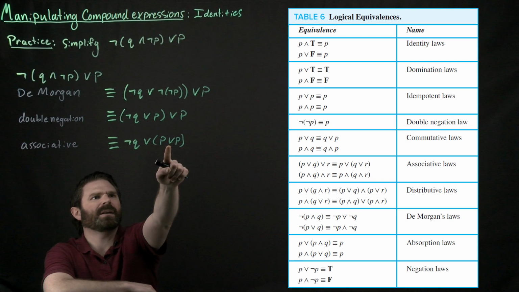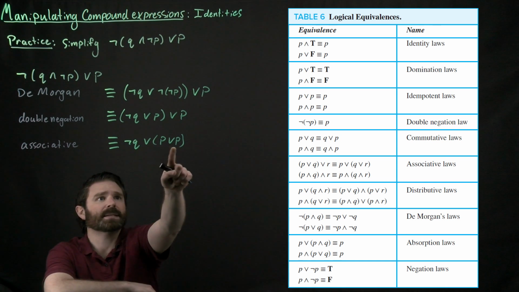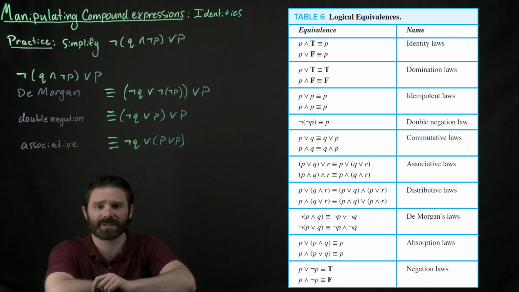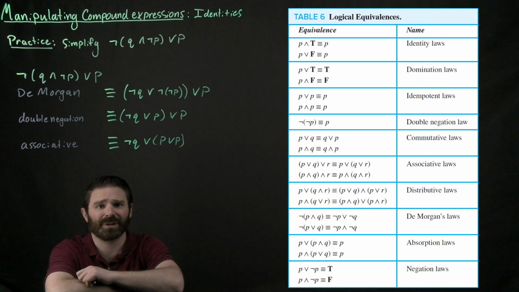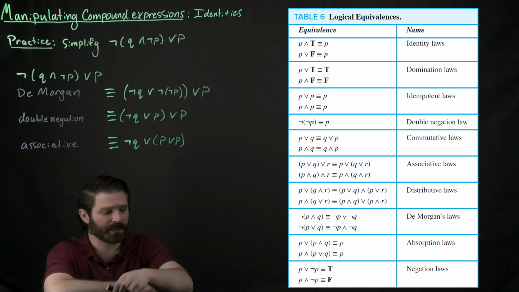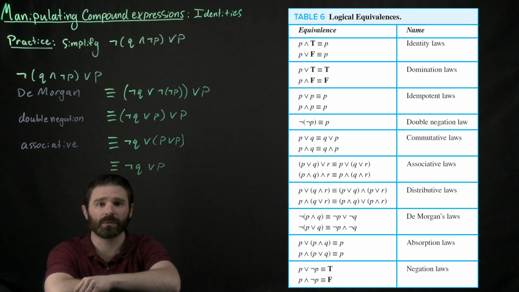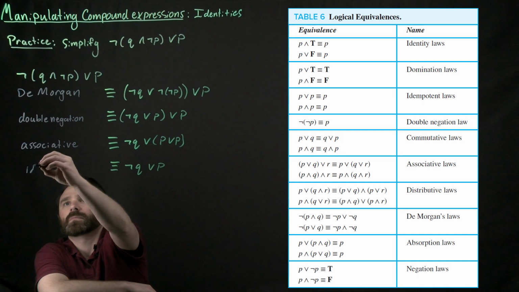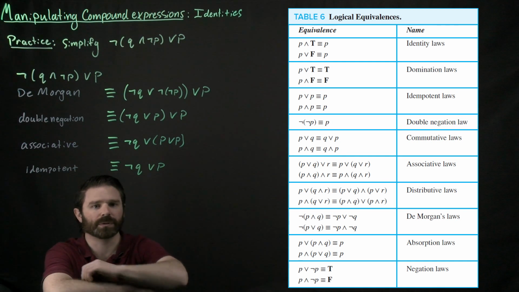Fantastic. Well, now I immediately see a P or P. And I know I have an identity. It's called the idempotent identity that says that this expression, P or P, is the same thing as just P. The idempotent identity is actually one of those identities that it doesn't take a whole lot to prove. It's kind of obvious. P or P is the same thing as just P itself. So here I could rewrite this as not Q or P. So I used the idempotent identity right here.